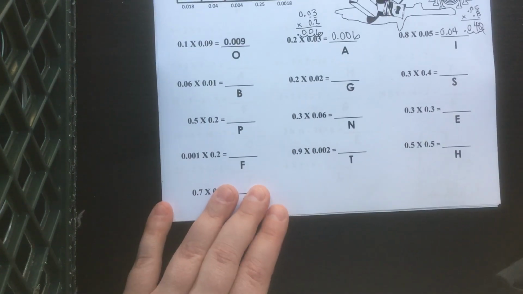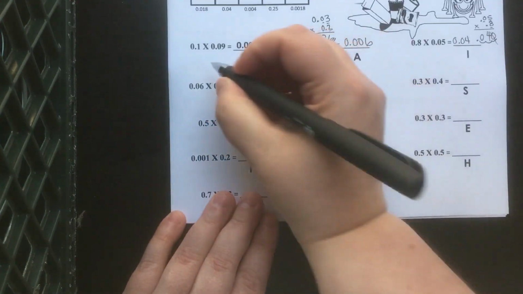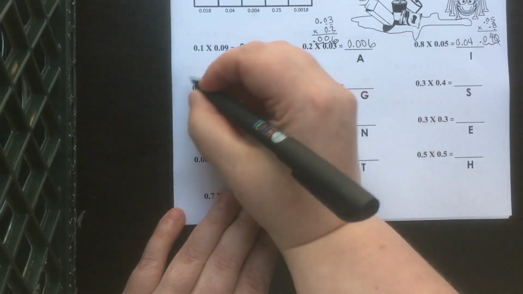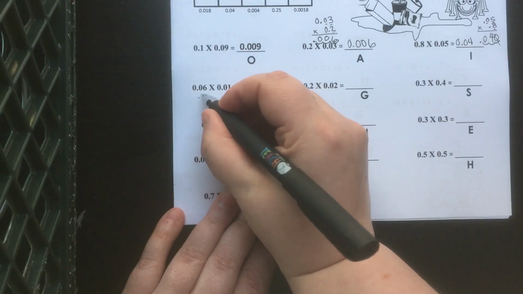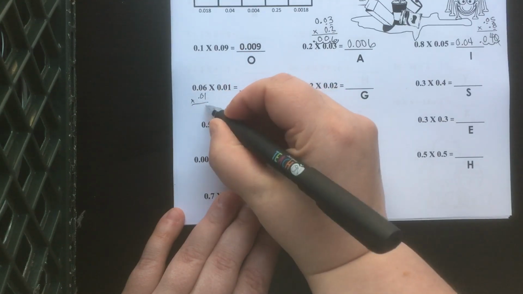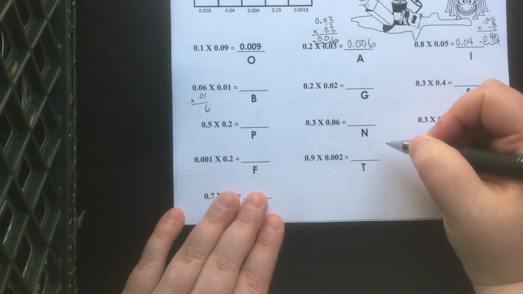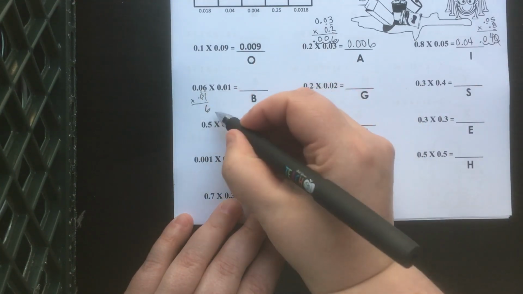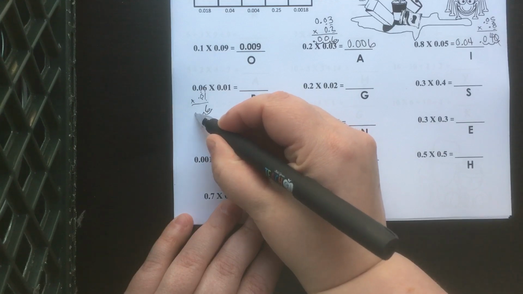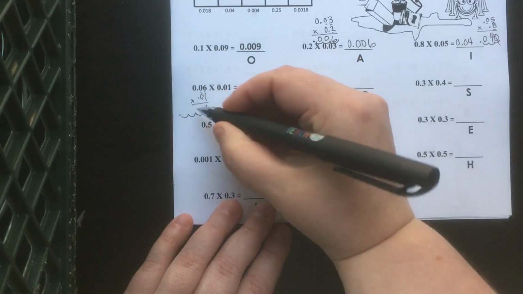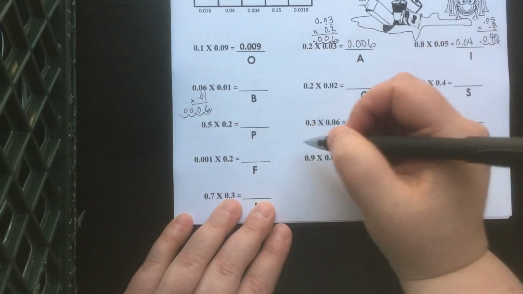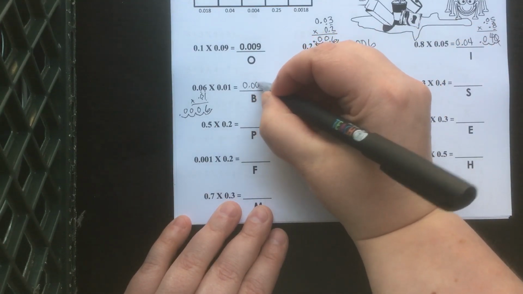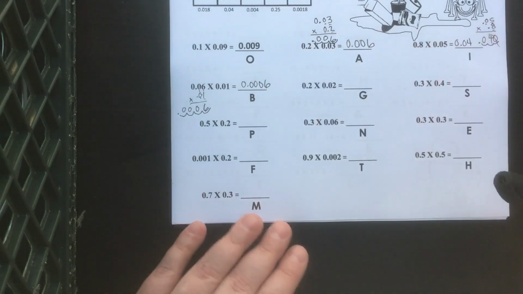All right, next one. 6/100 times 1/100. So maybe we can just line them up like this. 6 times 1. And then how many numbers are behind the decimal? 1, 2, 3, and 4. Add my zeros. 6 10,000ths.